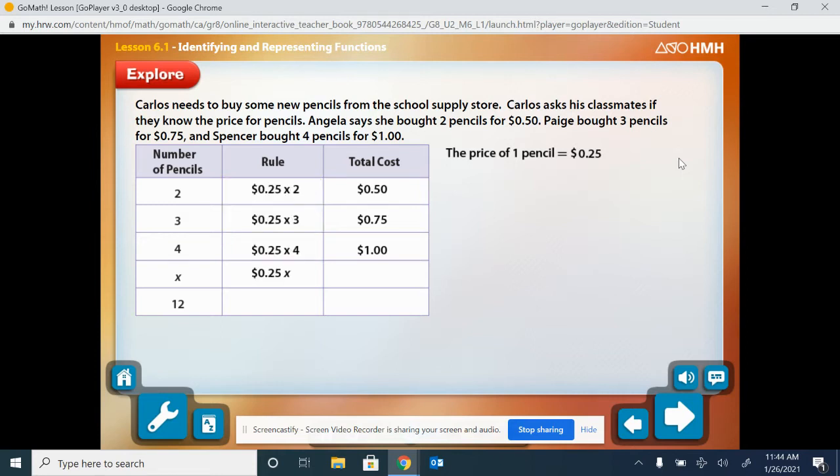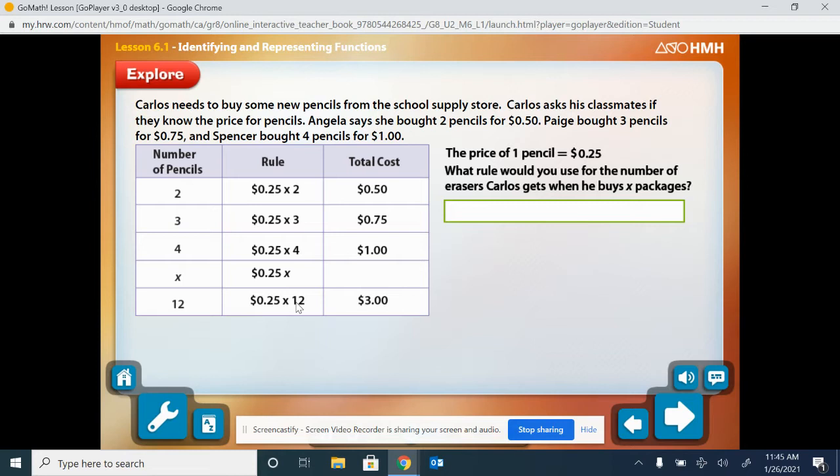Carlos wants to buy 12 pencils. Let's use the rule to fill in the last row of the table to show how much Carlos will pay for 12 pencils. So right there, it's going to be 25 cents for each pencil. So if he's buying 12 pencils, it's going to be 0.25 times 12. So it's, what is it, $3? Carlos will pay $3 for 12 pencils.